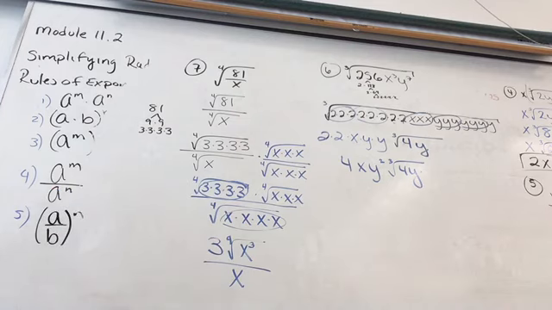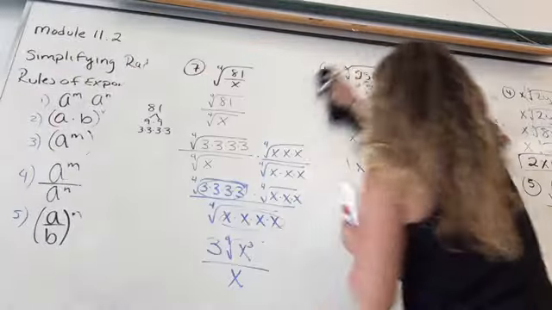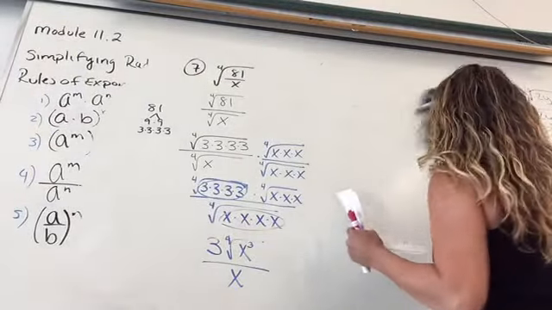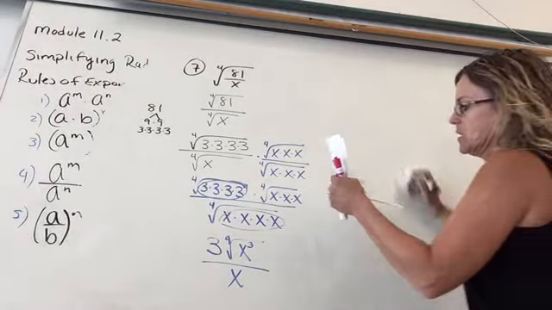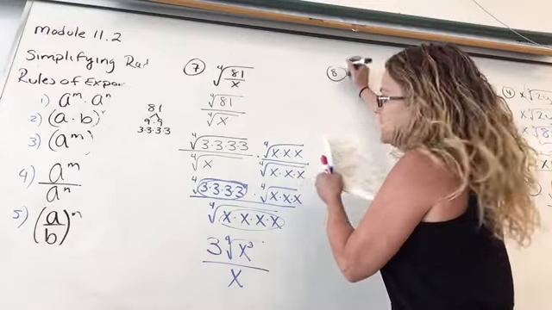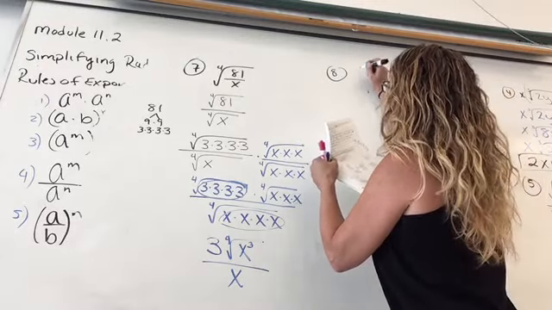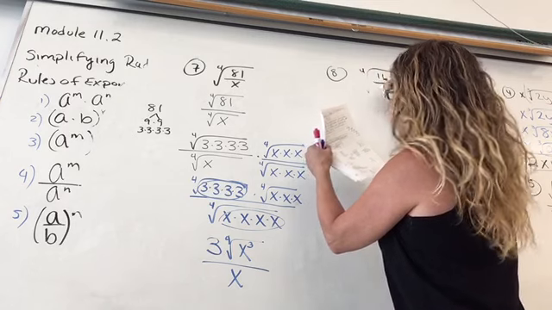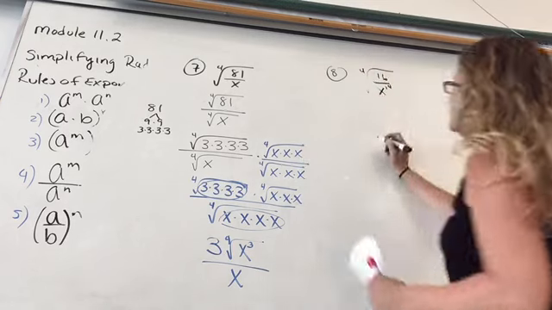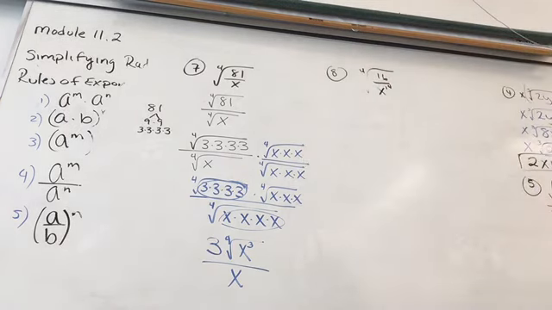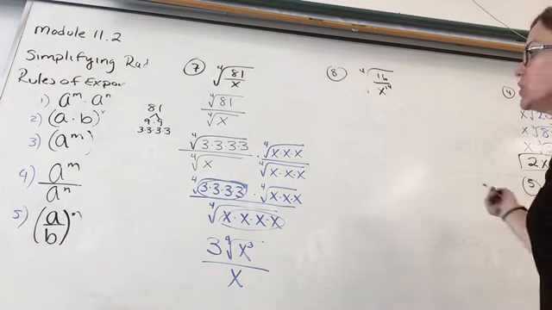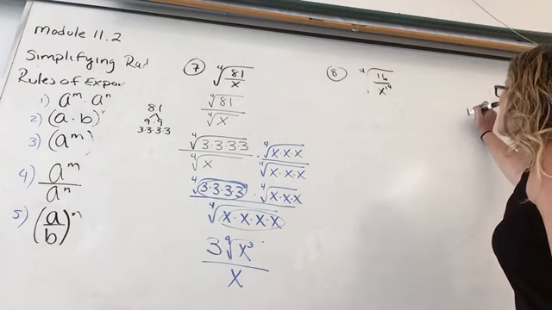So I want to look at one more with you. I think it's just one more. I'd have to check the other side of my paper. So this is number 8, and we have the 4th root of 16 over x to the 14th. Now, 16 breaks down to 2 times 2 times 2 times 2.